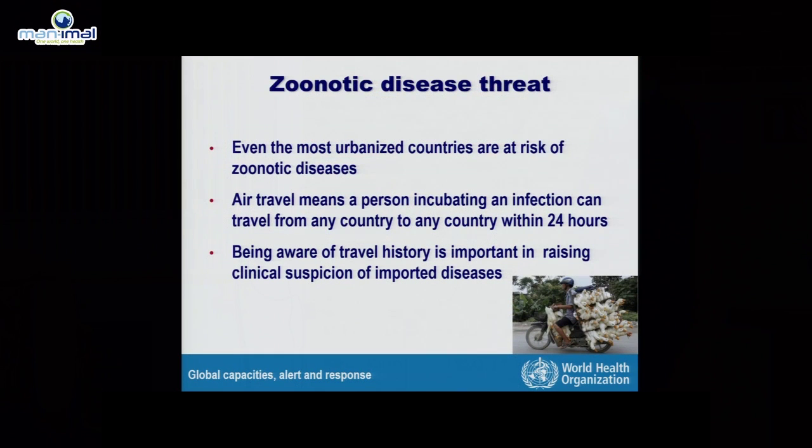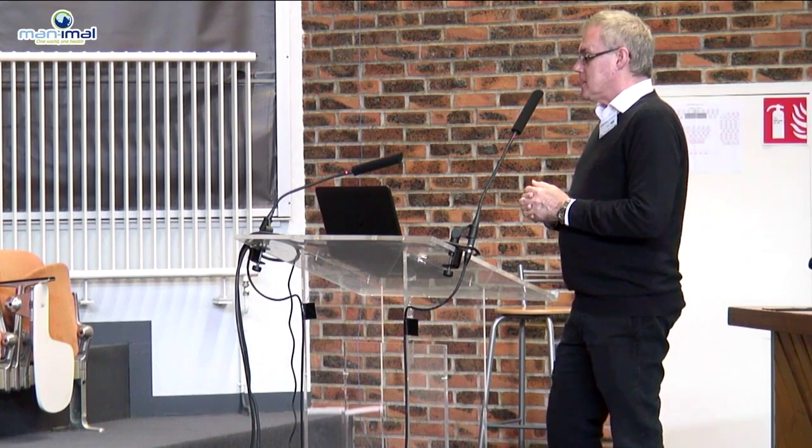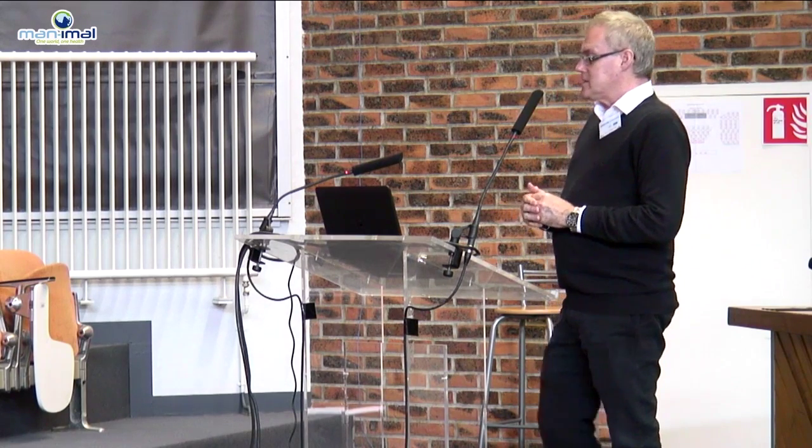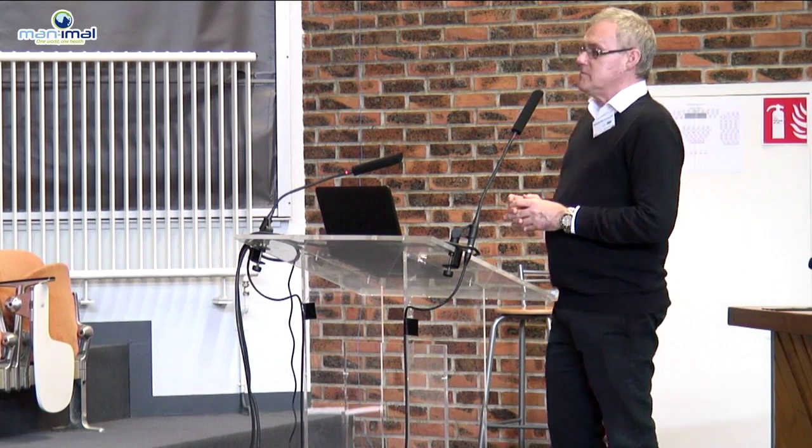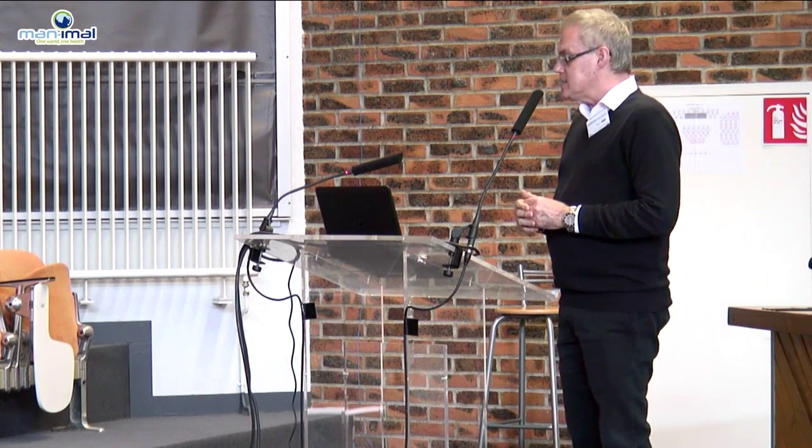Even the most urbanised countries are at risk of zoonotic diseases. Just last year, we had a large outbreak of Middle Eastern respiratory syndrome coronavirus in the Republic of Korea, which is one of the most urbanised countries in the world. So just for people to remember that even though most of us live in cities, the risks from potentially zoonotic diseases are ever present. And air travel now means that these diseases can spread virtually around the world within days.